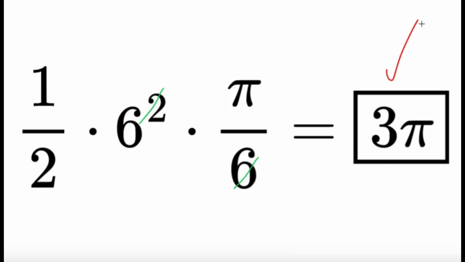So the area of the shaded region at the start, which we may not really have a nice description for, is equal to 3 pi.